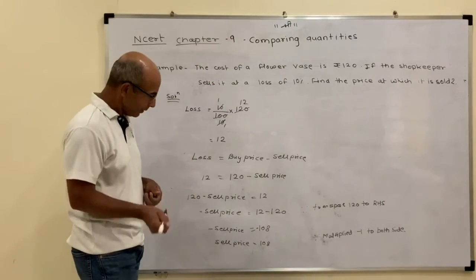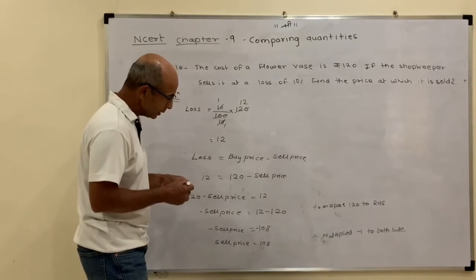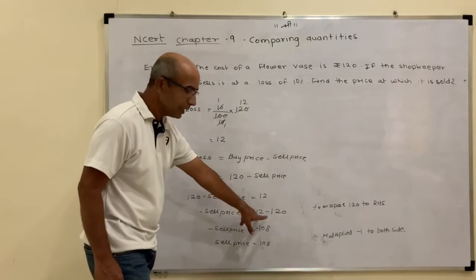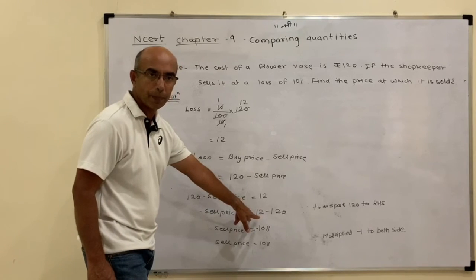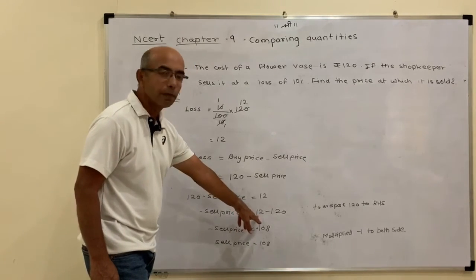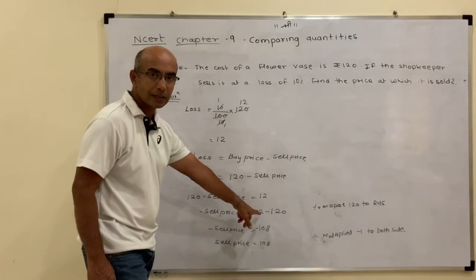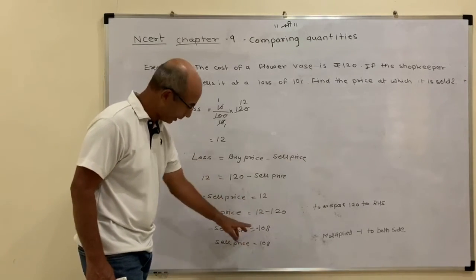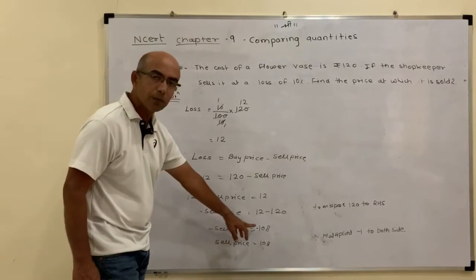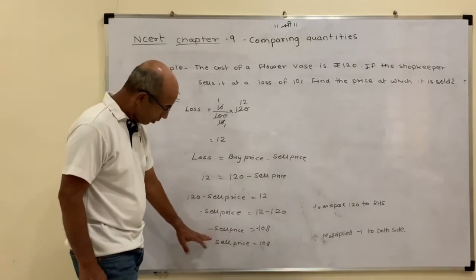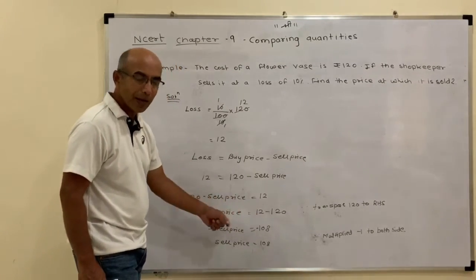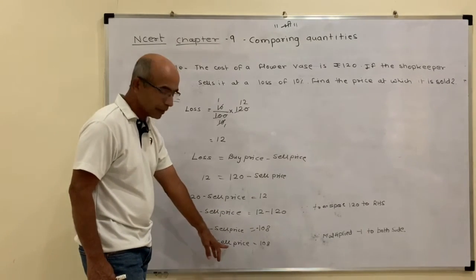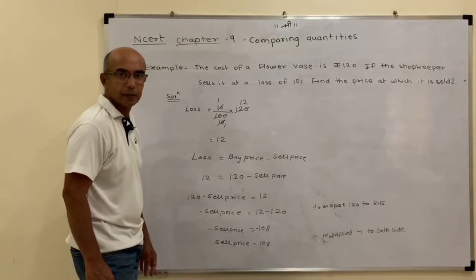So you can say minus 120 plus 12. The signs are different, so subtraction will happen. The smaller number will be subtracted from the larger number and the sign of the larger number is kept. So it comes out to be minus 108. So minus sale price equals minus 108. I multiplied minus 1 to both the sides, so it comes out to be sale price equals 108.